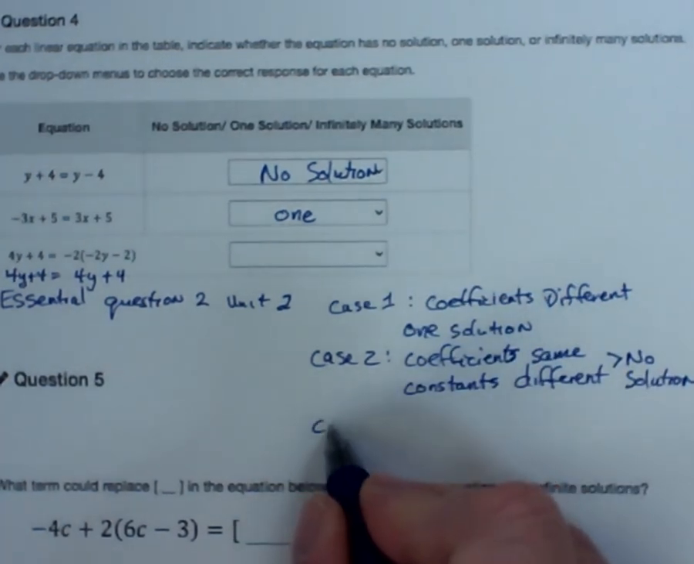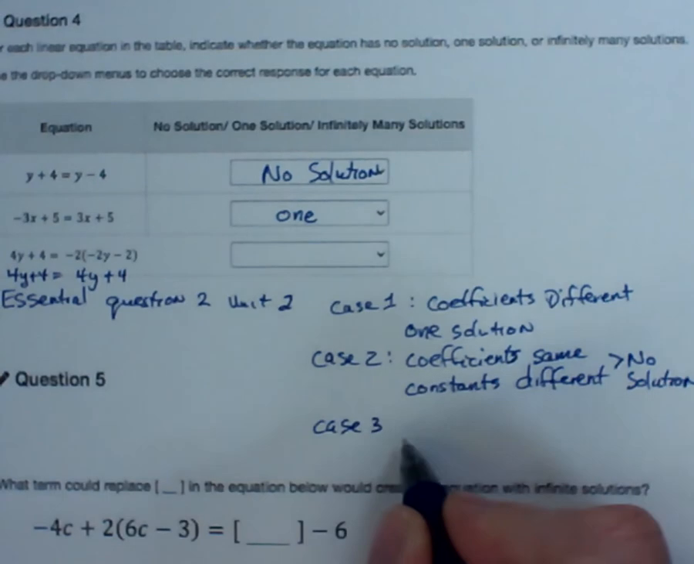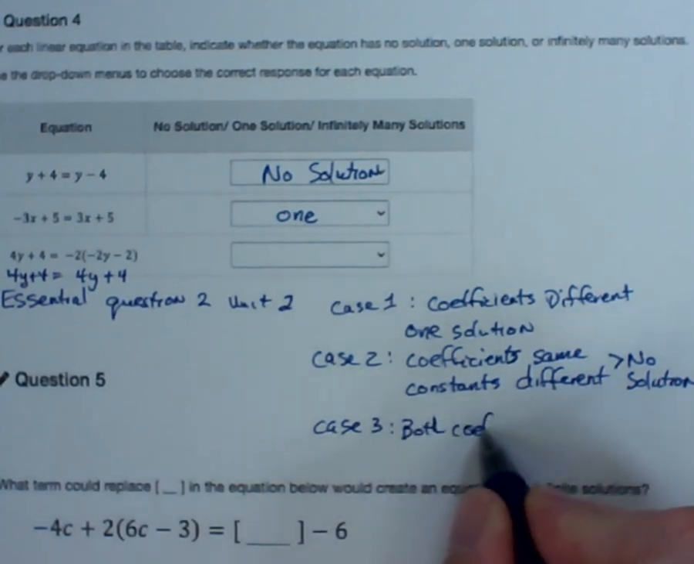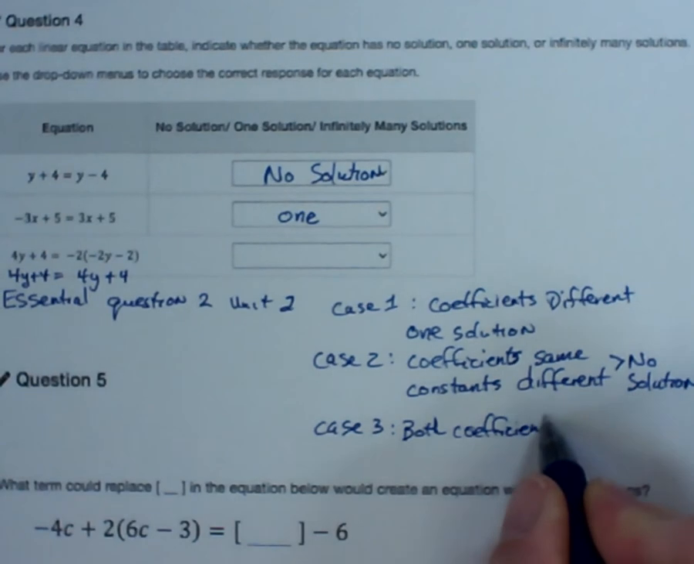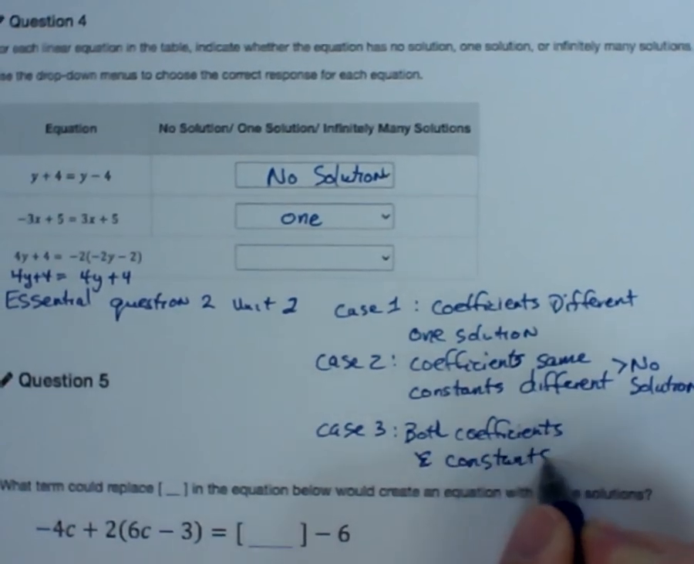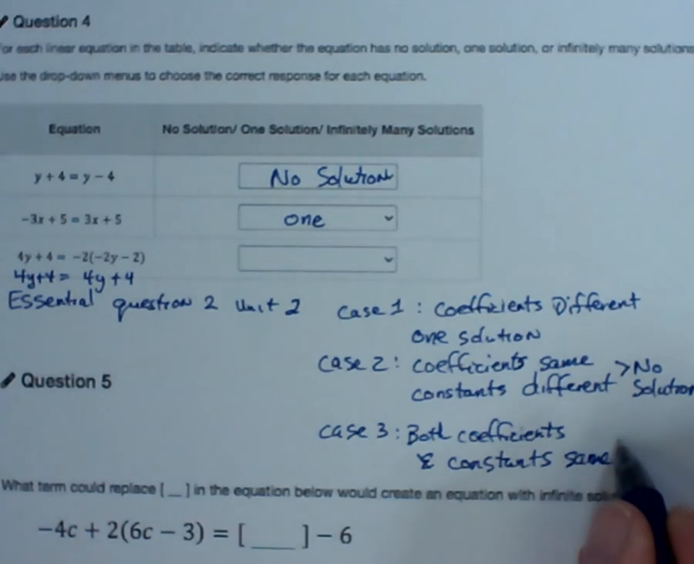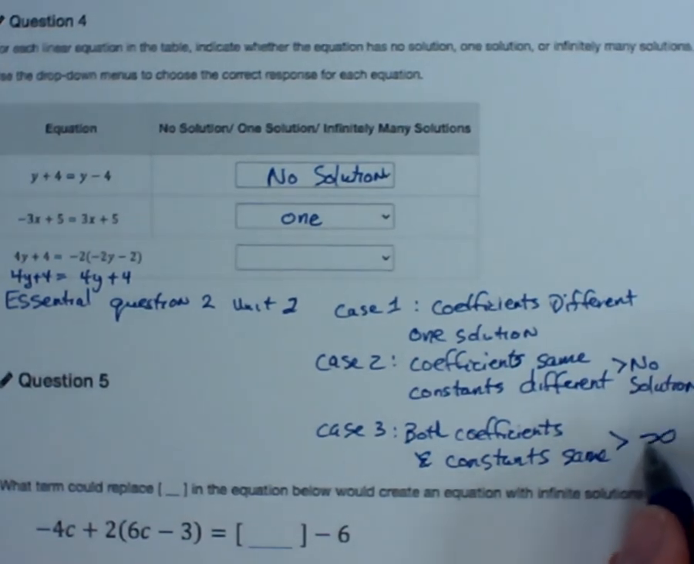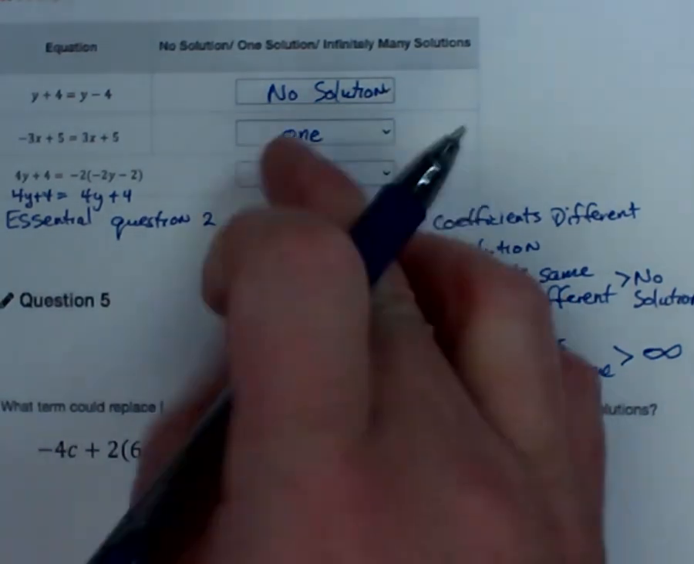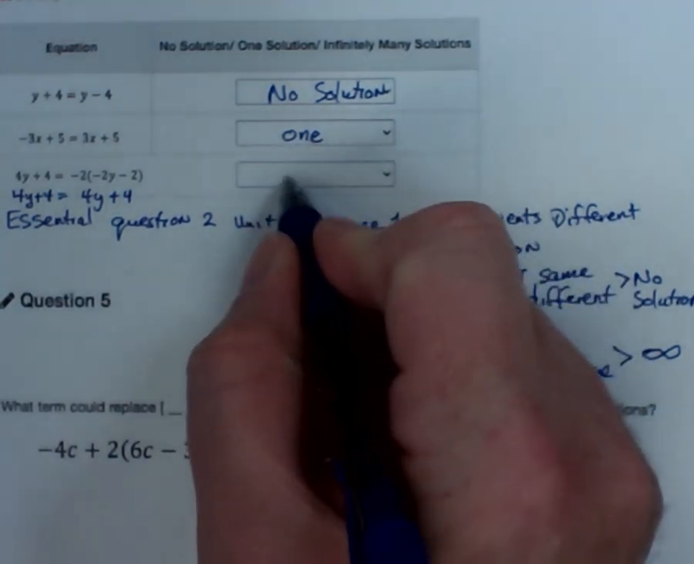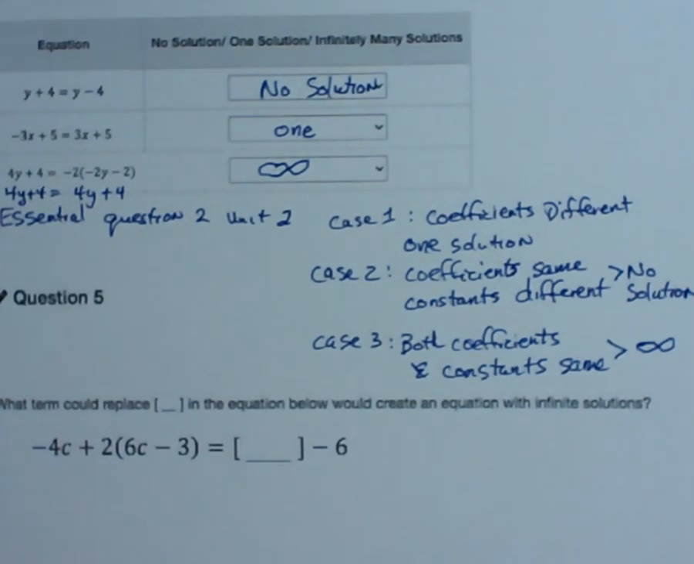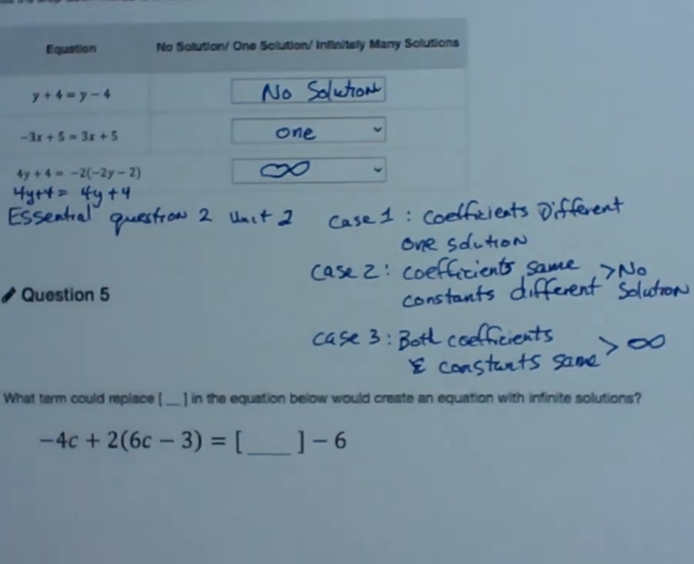So then we're left with case 3, where both coefficients and constants are the same. There's a symbol for that, infinite solutions. And that's what we have here. Infinite number of solutions.